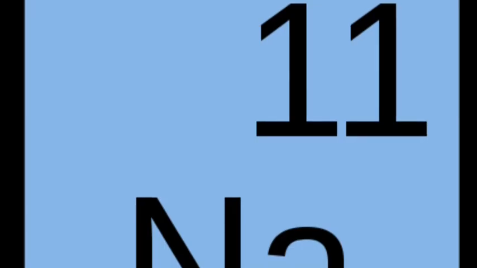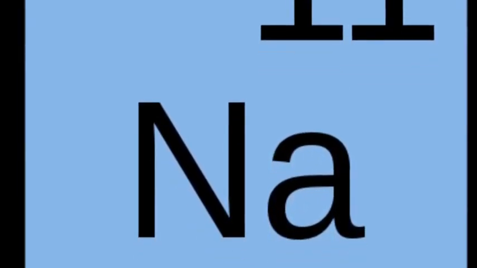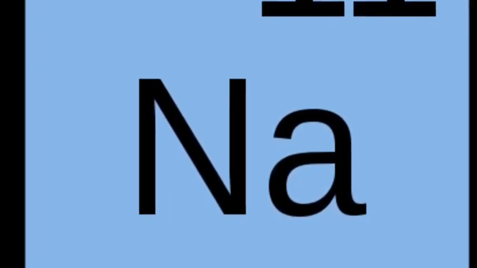Sodium has the atomic mass of 11, the elemental symbol of Na, and the atomic number of 22. The atomic mass is what tells us how many protons and electrons there are. The elemental symbol tells us what the element is called, and the atomic number tells us how many neutrons and protons are in the nucleus.